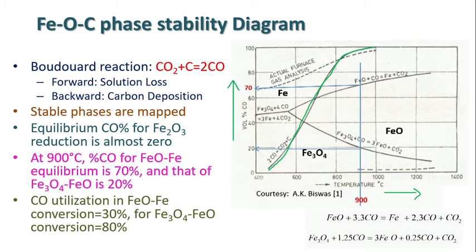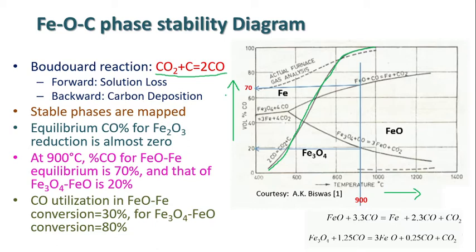This S-type curve is dictated by the Boudouard reaction. What is the Boudouard reaction? It is the important reaction which gives the gas composition inside a blast furnace at a given temperature. The reaction is CO2 plus C gives rise to 2CO. This is a reversible reaction and depends upon the temperature and the pressure of the process.